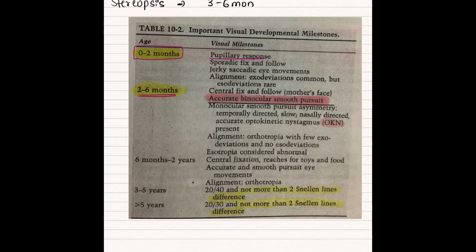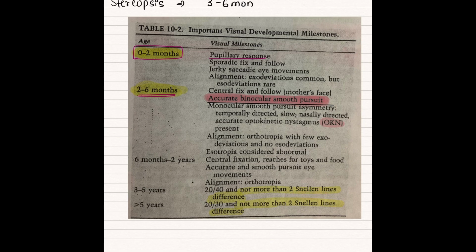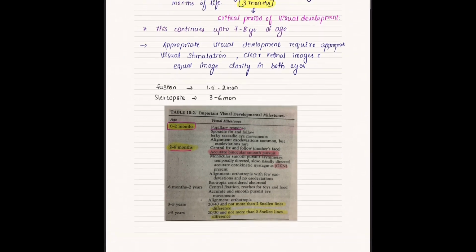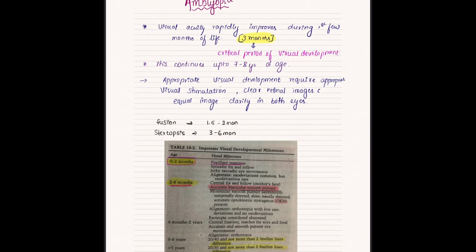Above 6 months till 2 years, the child will have a central steady fixation and will follow the movement with orthotropia. Above 3 to 5 years, you can check the vision by using Snellen's picture charts or alphabetical charts. Now coming to certain important milestones: till 3 months of age the visual acuity will develop very rapidly and it is a very critical period for visual development.